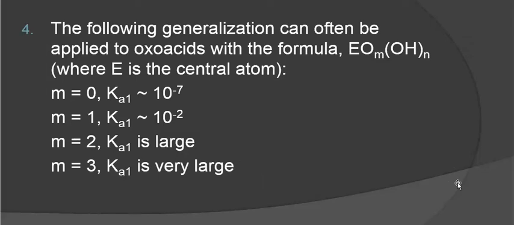The strongest acid is way down here because if you look at the Ka value, it's rather large. That means it's a strong acid. So the higher the Ka value, the stronger the acid. So HClO4 is the strongest acid out of these 4 oxyacids. In general, we can apply this formula to oxyacids, where E is a central atom, EOm(OH)n. Basically, again, the number of oxygens indicates the acid strength, so the more oxygens you have, the stronger the acid. So if m equals 3, Ka is very large, so that means it's a very strong acid. So the more oxygens you have in an oxyacid, the stronger the acid.